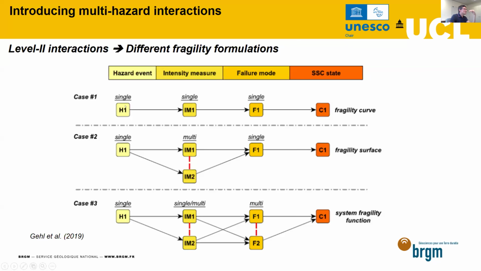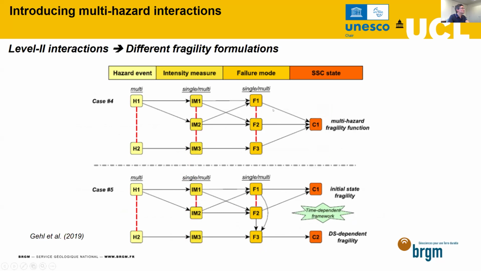So these are different cases of types of fragility models you could have, based on whether you have single or multiple hazard events, single or multiple intensity measures, and different failure modes or only one in your structural system. This is a very simple case. For case one, single hazard, single intensity measure. Then you can have case two, a fragility surface, because you have multiple intensity measures. Case three is multiple failure modes. You can have system fragility functions.